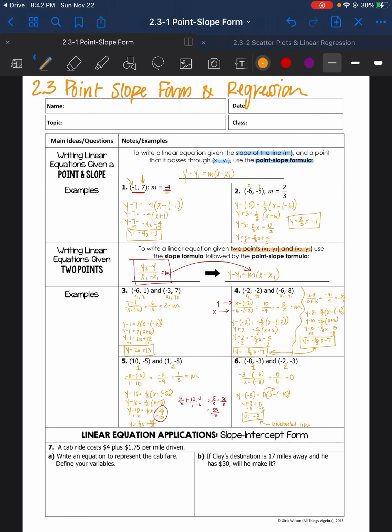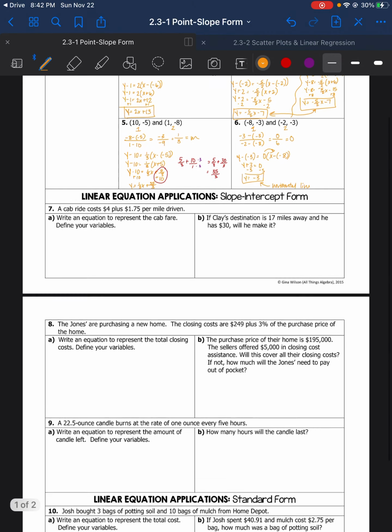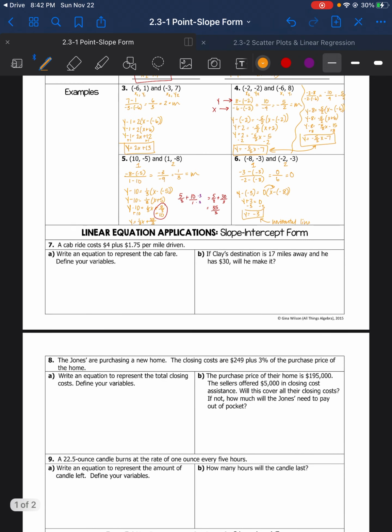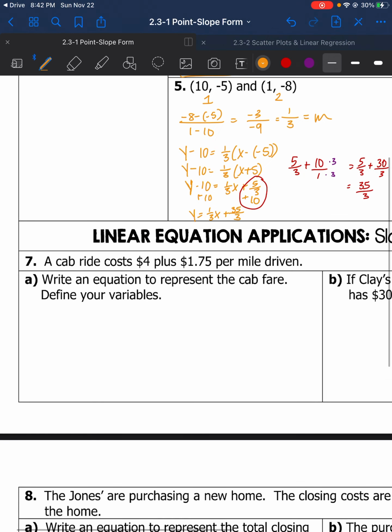All right, linear equation application, slope-intercept form. Okay, so it looks like the next several problems are going to be word problems here. Okay, and there's like an A and B part. I think it's write the equation and then calculate something, all right? So we have a cab ride cost $4 plus $1.75 per mile driven. Okay, so per means multiplication. Mile driven seems like this is going to be our variable here of x, or whatever we choose our variable to be. Write an equation to represent the cab fare.